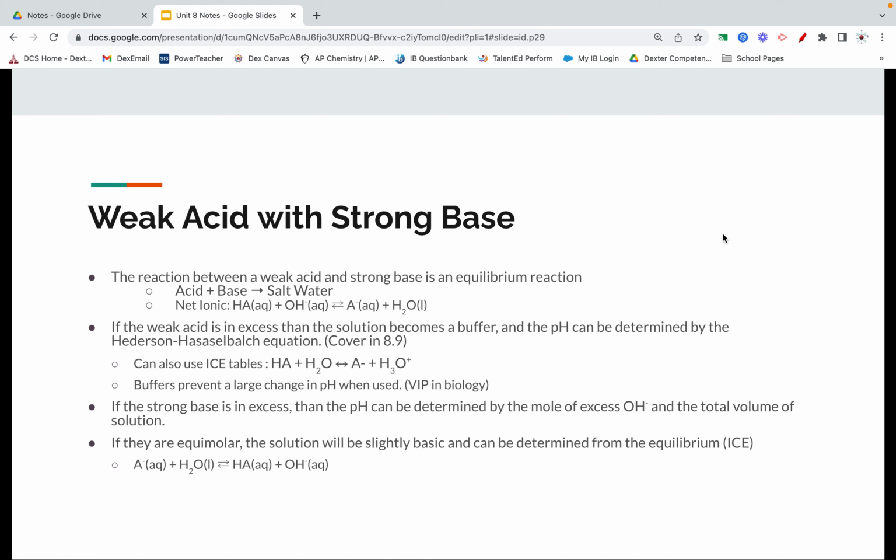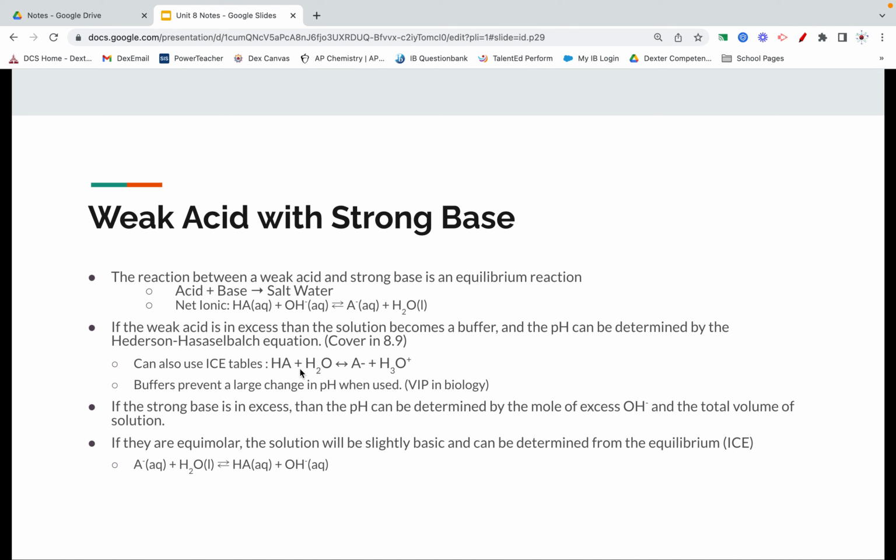Looking at equilibrium, we're going to have to use ICE tables. We're actually going to learn a shortcut to figure out when a weak acid is in excess using something called the Henderson-Hasselbalch equation, but we also need to be able to use an ICE table with this. So we're first going to start off with just using ICE tables. If the weak acid is in excess, we're going to use an ICE table.